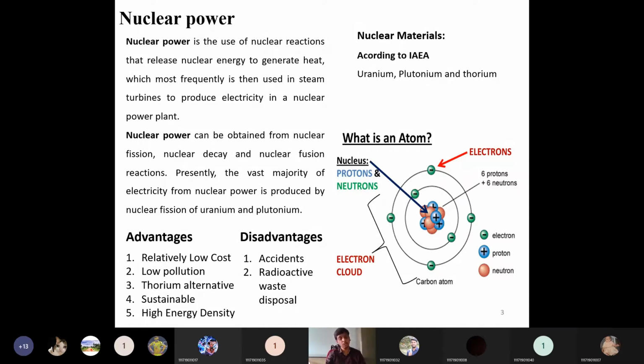So there will be relatively low cost compared to the conventional sources of electricity generation. The cost will be somewhat low here. Then low pollution. Obviously we are operating all the nuclear power plants in a controlled environment, so the pollution will be very low. And thorium as an alternative.